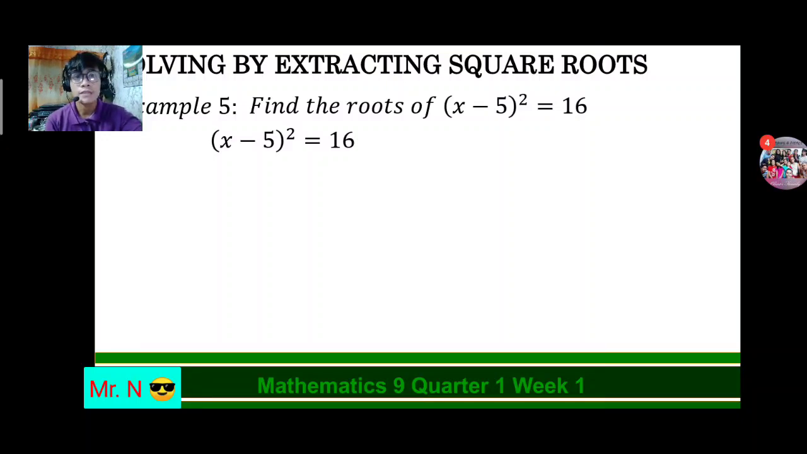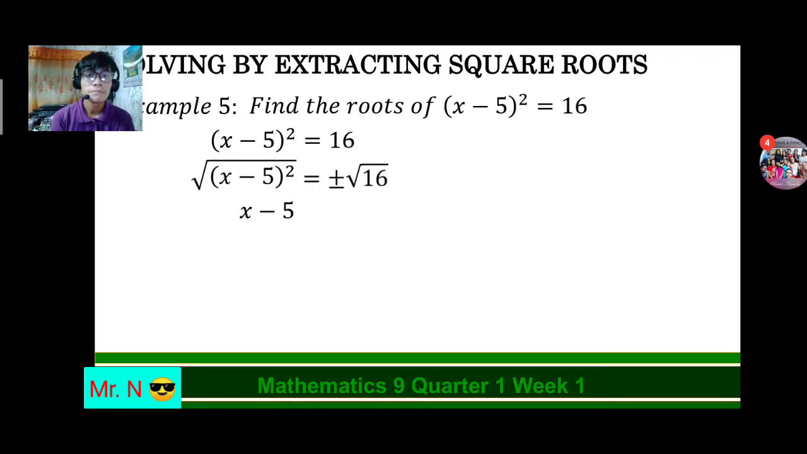Square root both sides of the equation. So, we have square root of quantity x minus 5 squared is equals to the square root of 16. Let's simplify. The square root of quantity x minus 5 squared ay x minus 5. Kung mapapansin nyo, kinanceled out lang natin yung exponent 2 at saka yung square root sign. No? Is equals to positive or negative square root of 16, and the square root of 16 is 4. So, we have now positive or negative 4.